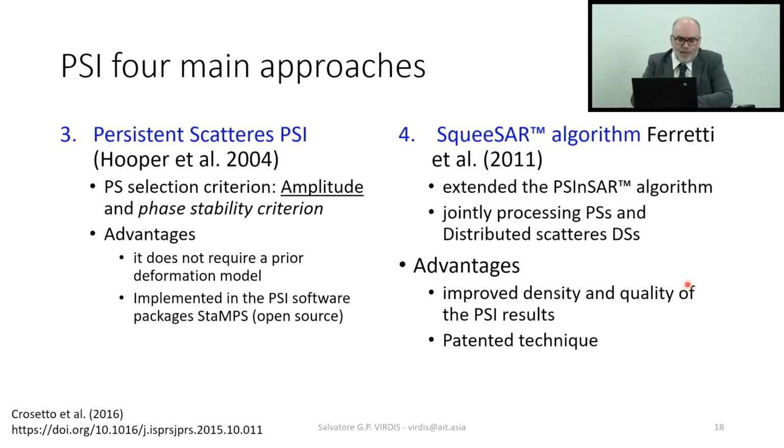There are two evolutions of the PS technique. One is called, generically, persistent scatterer interferometry, developed by Hooper in 2004. This technique differentiates from the rest because it selects PS based on both amplitude and a phase stability criterion. Another big advantage of this approach is that we do not need a deformation model to estimate displacement, like we need in the previous two models.